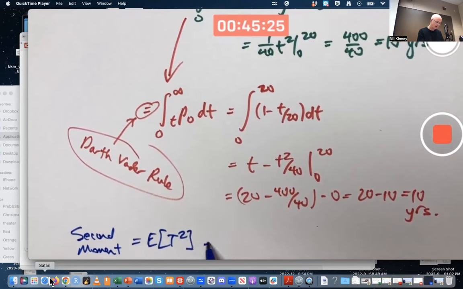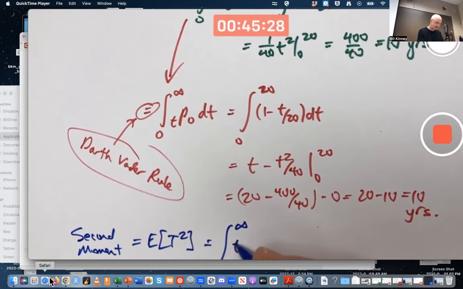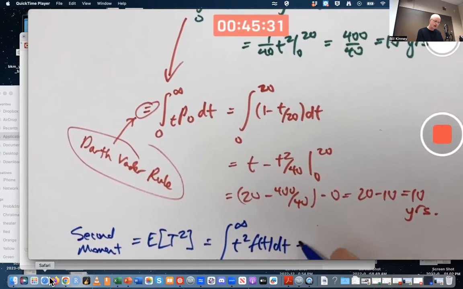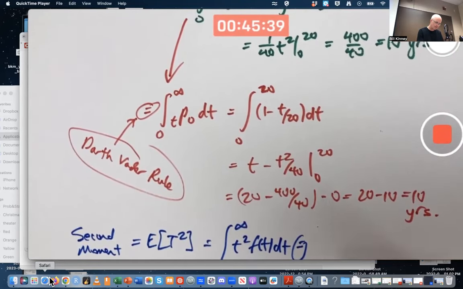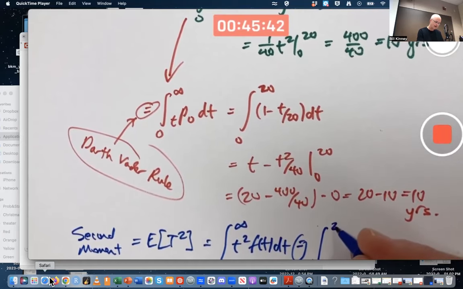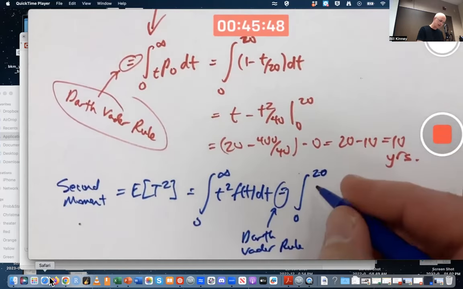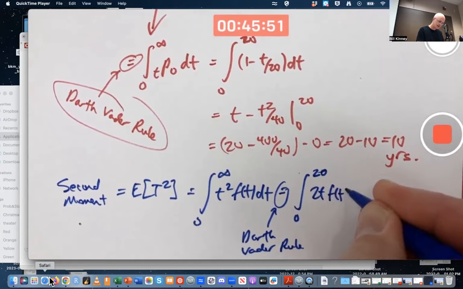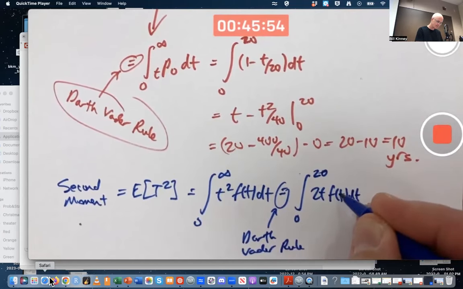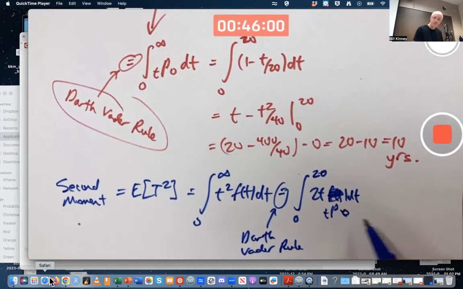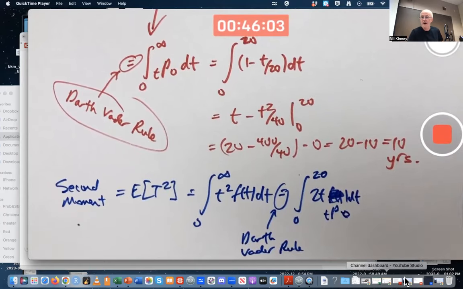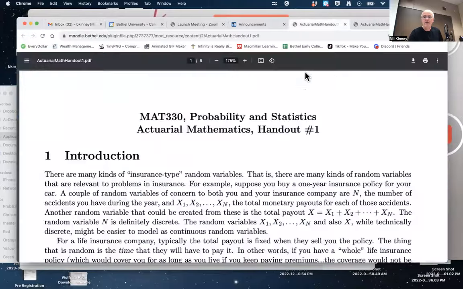E of t squared, by definition, it's going to end up being this. And here's where I'm forgetting how the Darth Vader rule works here. I think there's an extra factor of 2, but I'm going to need to look it up. Well, okay, in general, it'd be from 0 to infinity. I believe it's 2t f of t here. Or no, I think it's a survival function, sorry. tpx, tp0. I haven't done that in a long while, so I'm feeling unconfident about it.